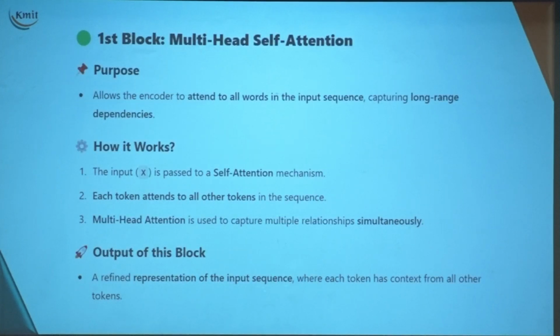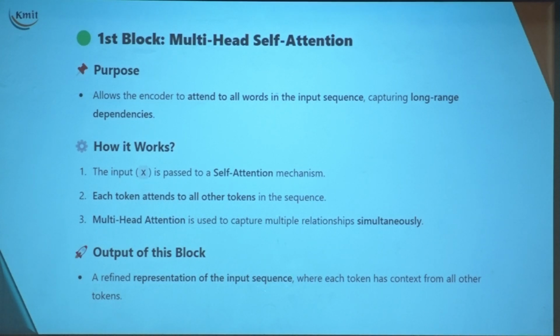Now what do we do in multi-head attention? What is the purpose of multi-head attention? Can you please read that? It allows the encoder to attend to all the words in the input sequence, capturing what? Long-range dependence. I am processing all the input tokens parallelly, and this is given to what? The multi-head attention block. Inside multi-head attention, what do we have? We have single-head attention concatenated multiple times.